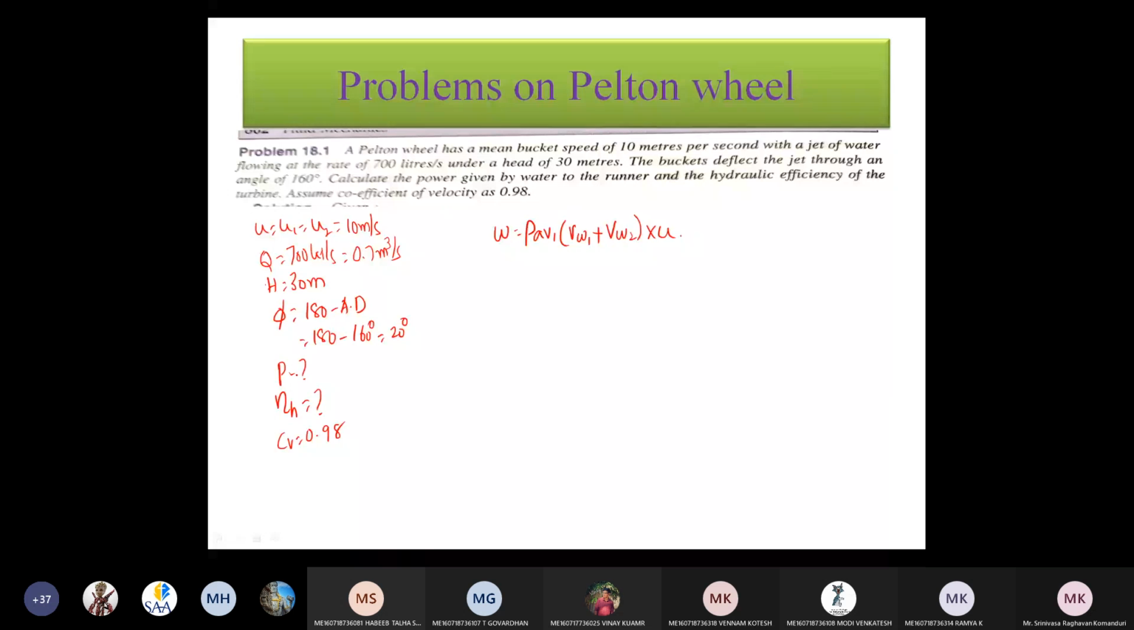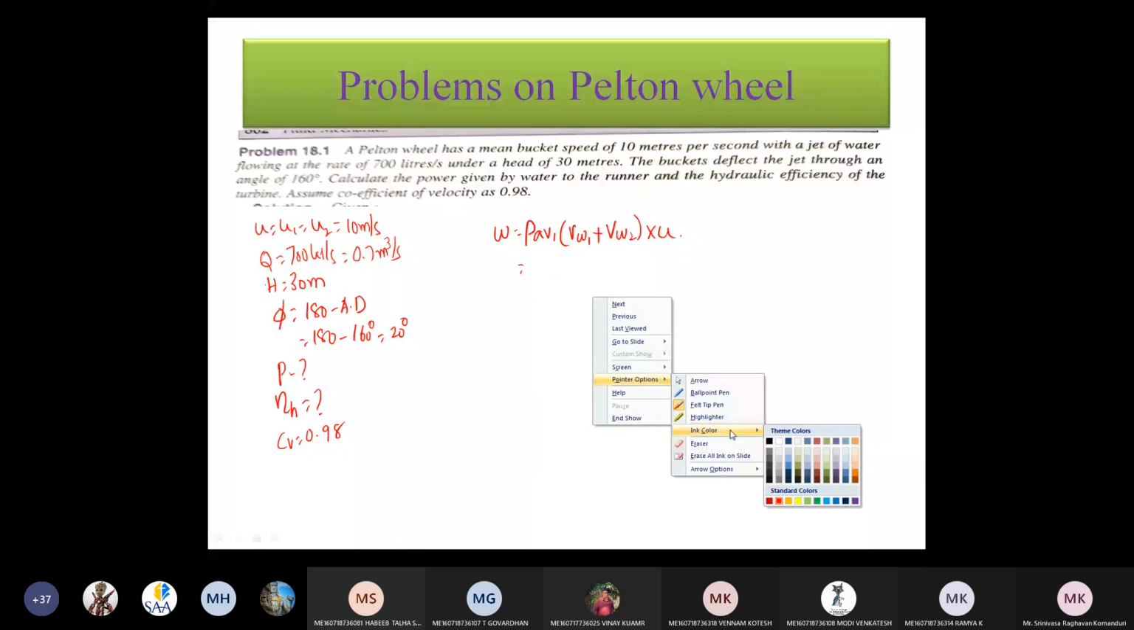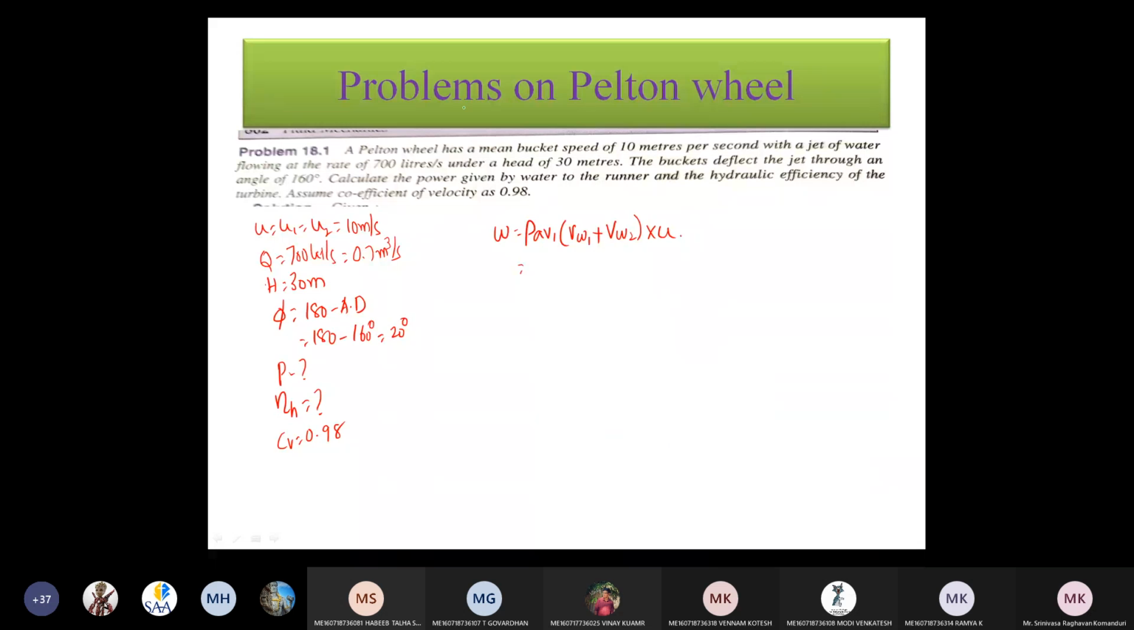So how to calculate the value of V1? Here rho is density, A is the area of the jet. The area of the jet can be calculated only from the small d value. If you know small d, you can calculate the V1 value, VW1, VW2, and U value. In this, we know only the value of U. What about the other things? How to find out V1, VW1, VW2, and A?